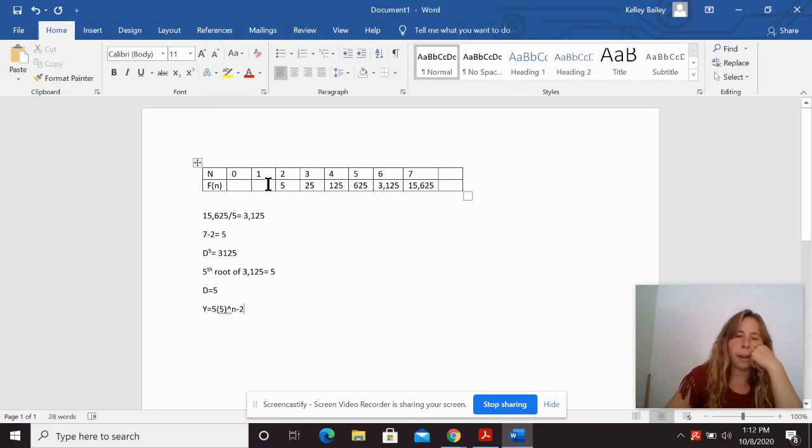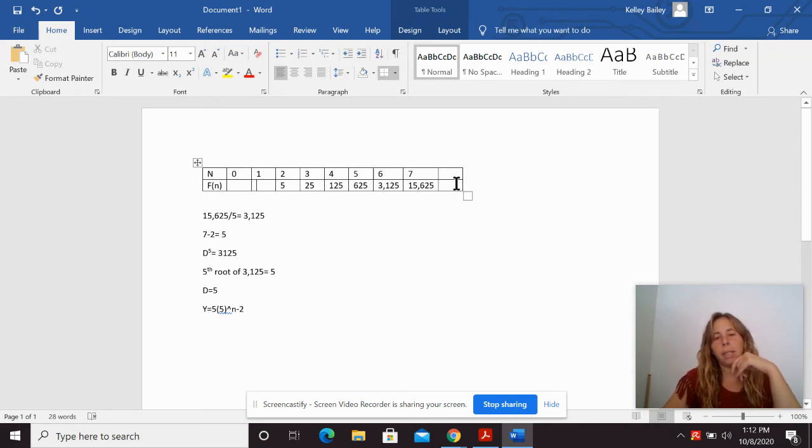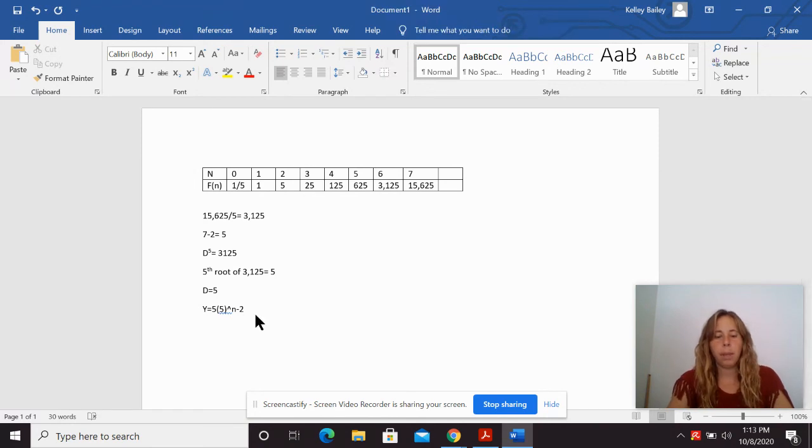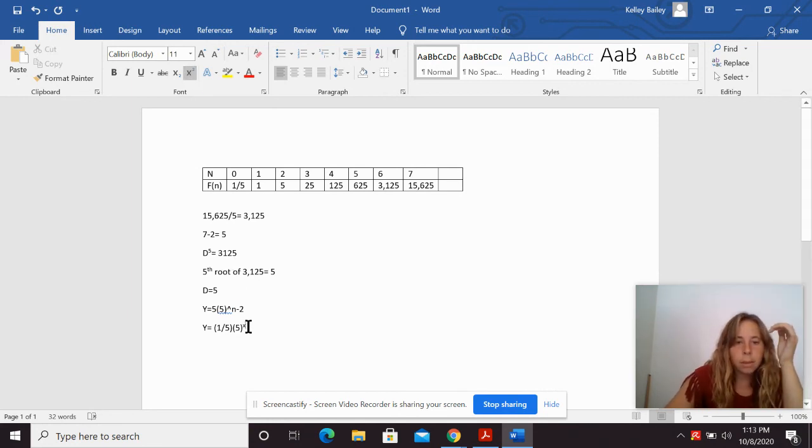All right, so then we could figure out, okay, what is the term before 5? Our pattern is we're multiplying by 5 each time, so now if I'm going backwards, I have to divide by 5. So 5 divided by 5 is 1. 1 divided by 5 is 1/5. So you can also just write y equals 1/5 times the pattern, which is multiplying by 5, and then raise that. Oh, that was really small. Yeah. So either one is fine.